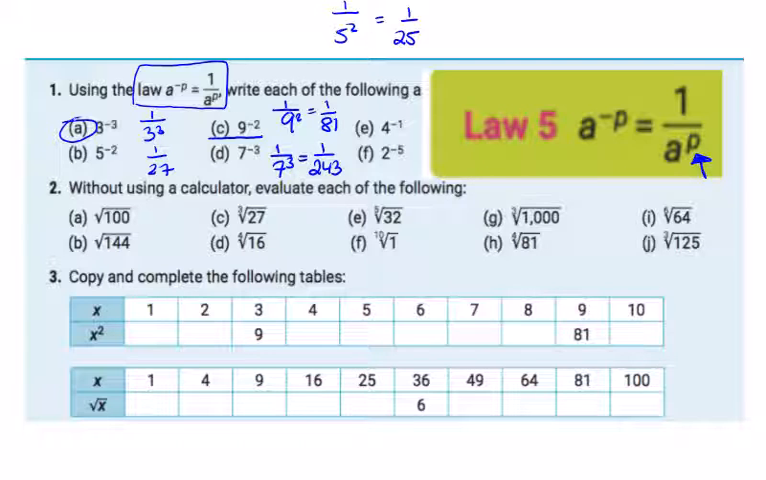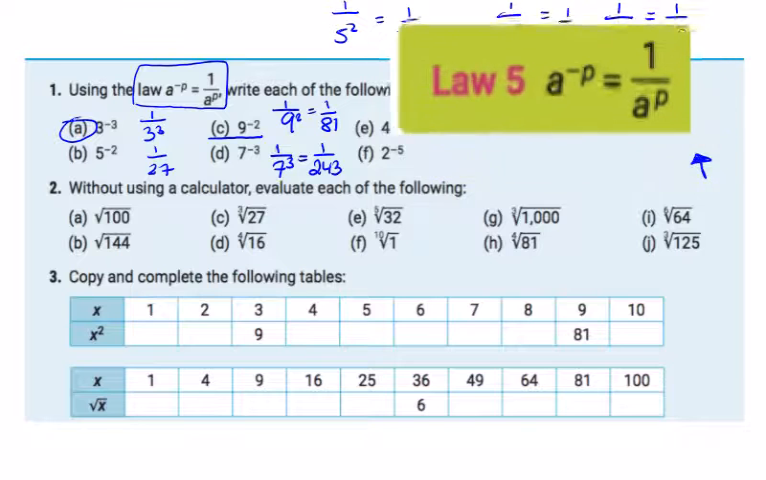And then we have 4 to the power of minus 1, which is 1 over, don't forget your 1 over every time, 4 to the power of 1, which is 1 over 4. And 2 to the power of minus 5 is 1 over 2 to the power of 5, which is 1 over 32. It's a nice easy start here.